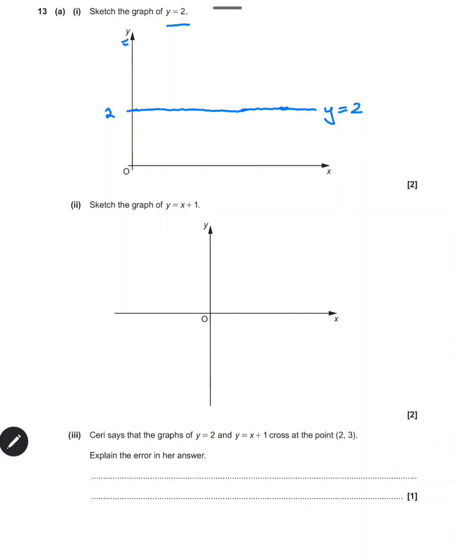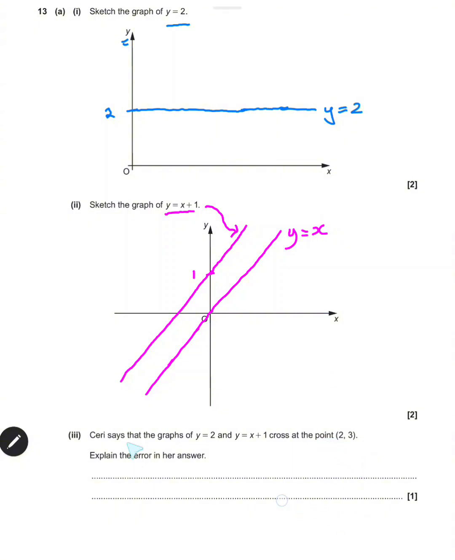Part 2 says sketch the graph of y equals x plus 1. Well, there's some graphs we just need to know, and this is one of them. A straight diagonal line is called y equals x. And y equals x plus 1, we'll just look for 1 on your y-axis and draw this same line, but through that point. So it's like taking y equals x and moving it up by 1. That there is y equals x plus 1.